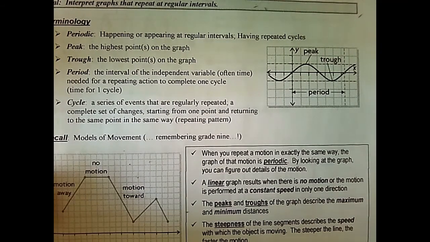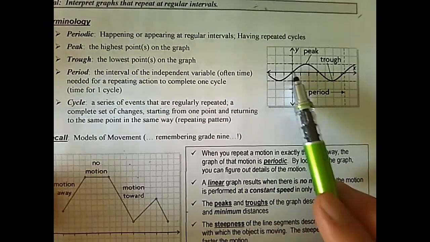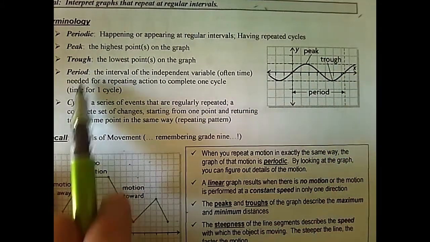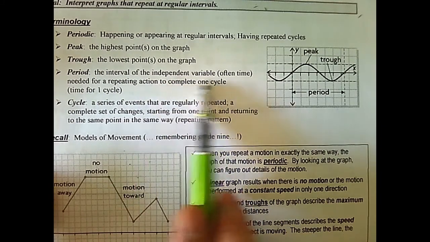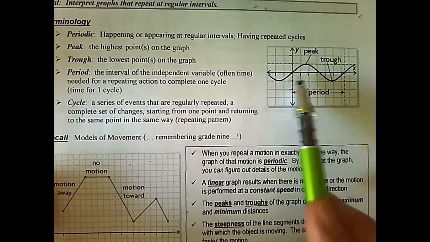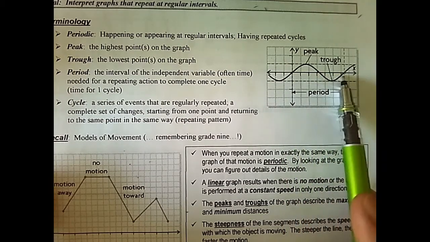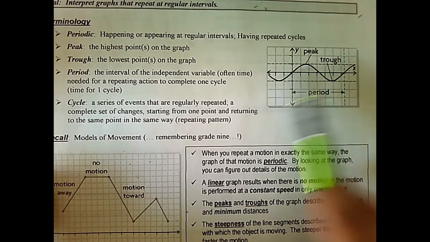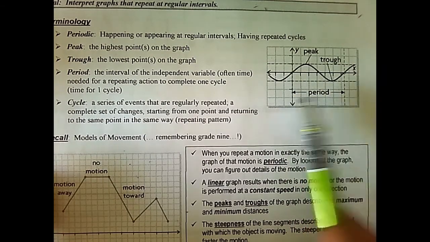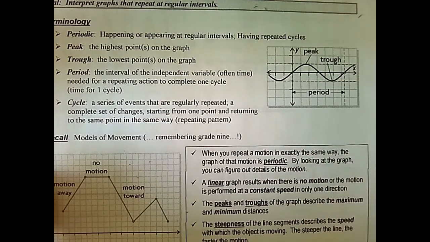Now you might be wondering, what's the difference between a period and a cycle if they both just represent one set of the pattern? The period is specific to the independent variable. So the period here refers to, what if this is time on the x-axis? How long does it take for that cycle to occur? The cycle is just the cycle itself. The period refers to time, or whatever the independent variable is, for this cycle to occur.